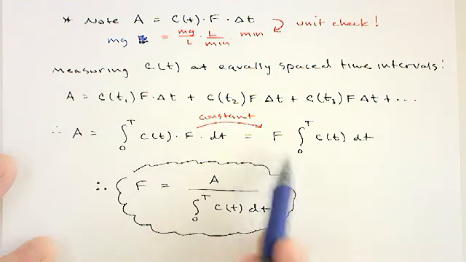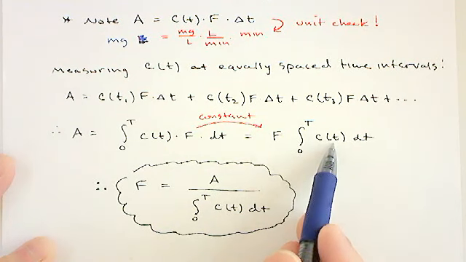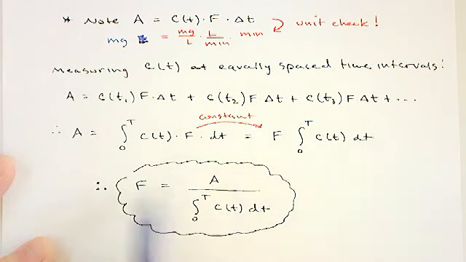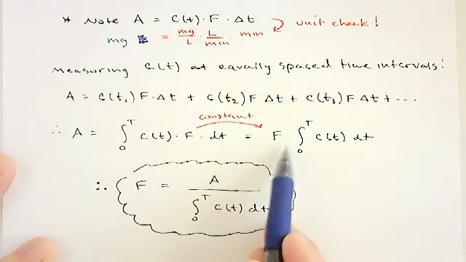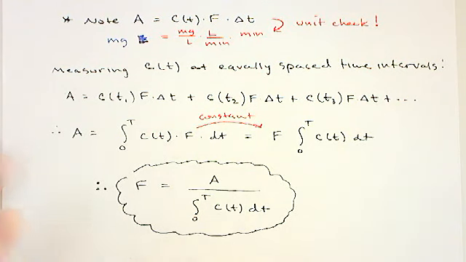So A is equal to F times the integral from 0 to t of the concentration. So if we wanted to solve for the flow rate, which is what we want, the cardiac output, we can just divide. It would be A divided by the integral from 0 to t of the concentration.